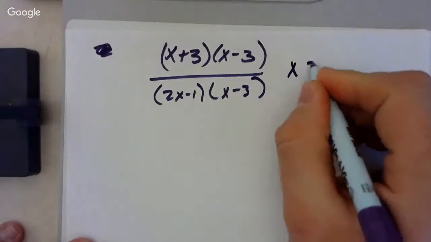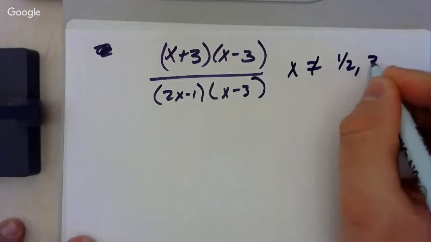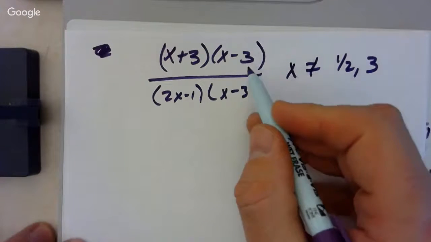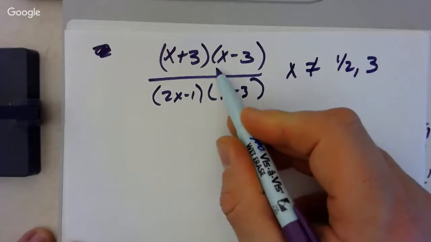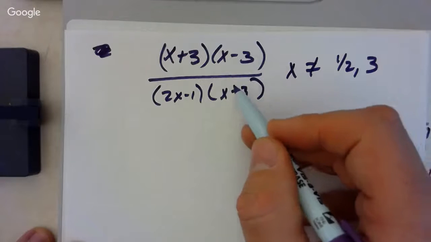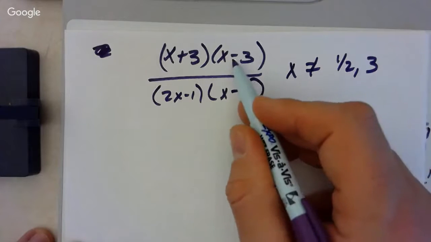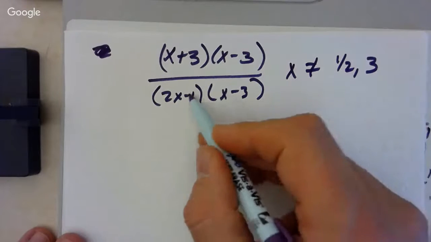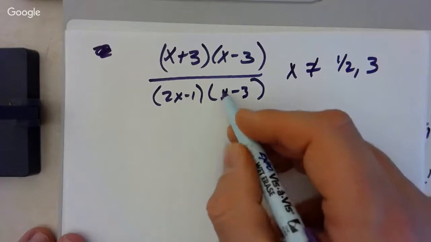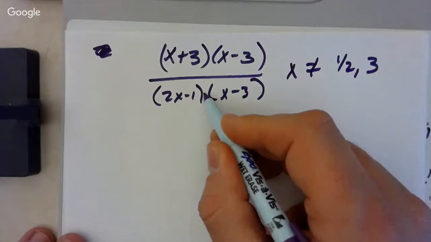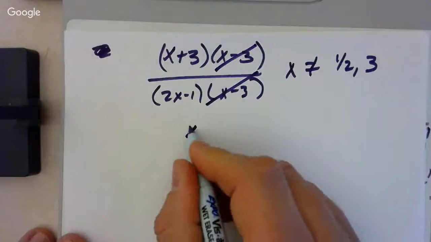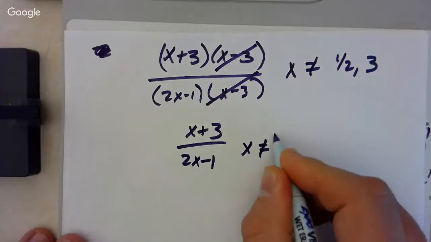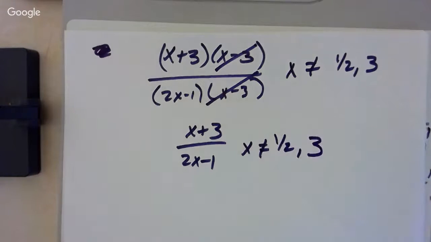Okay, so now I'm going to include x cannot equal 1/2 and x cannot equal 3. All right, what divides to 1? What do we have the same on the top and the bottom? Yes, and it turns out x minus 3 divided by x minus 3 is what? 1. Can we do that? Yes, because it's through what operation? Right, so boom and boom. Those are 1, leaving x plus 3 over 2x minus 1, as long as x does not equal 1/2 or 3.